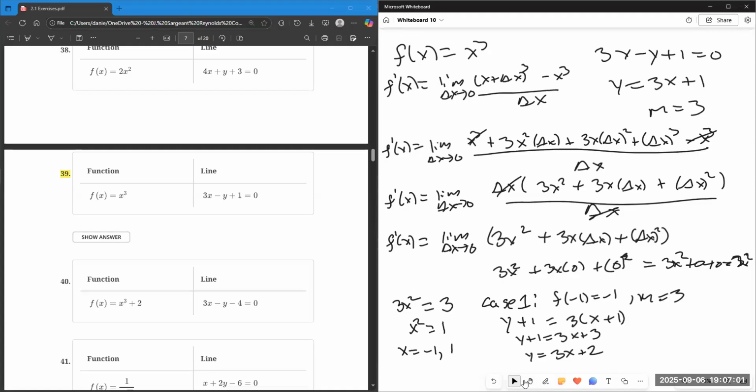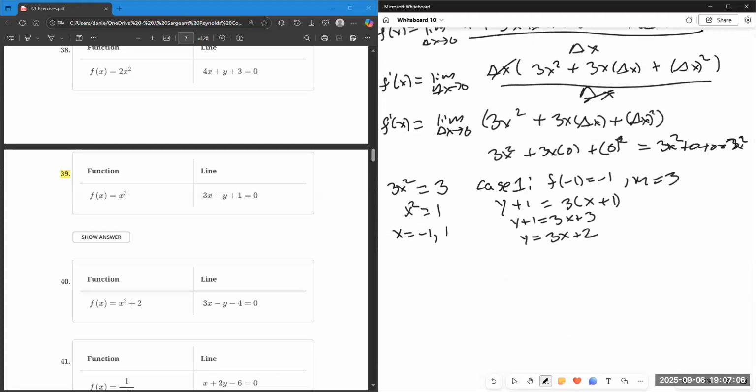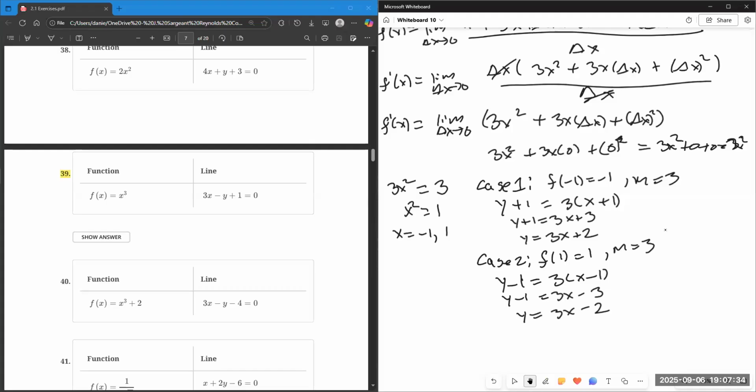And then case 2, f of 1 equals 1. So y minus 1 is equal to 3 times x minus 1. Y minus 1 equals 3x minus 3. Add 1 to both sides. Y equals 3x minus 2. So I have two different tangent lines for that problem that will have a slope of 3.